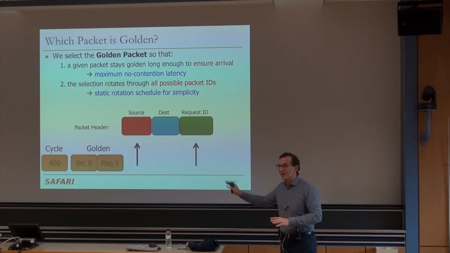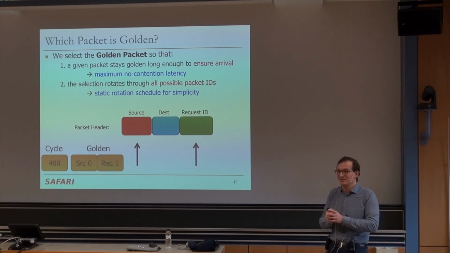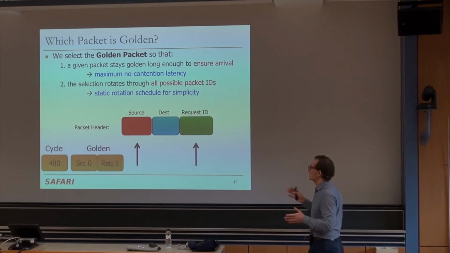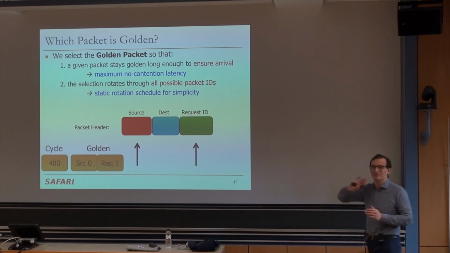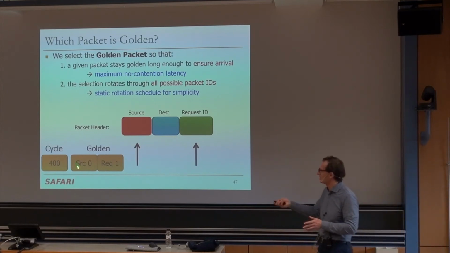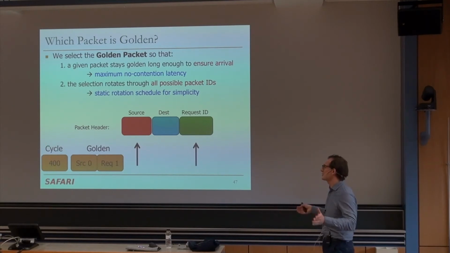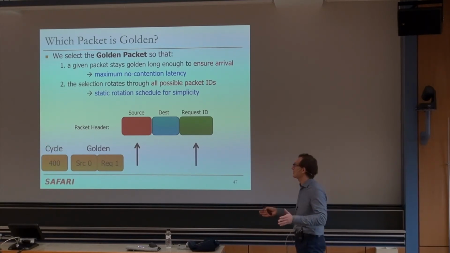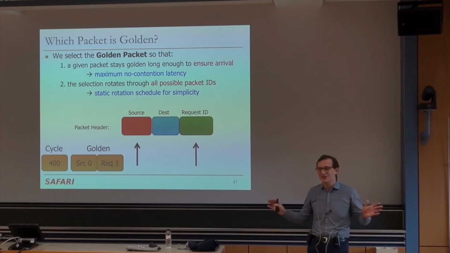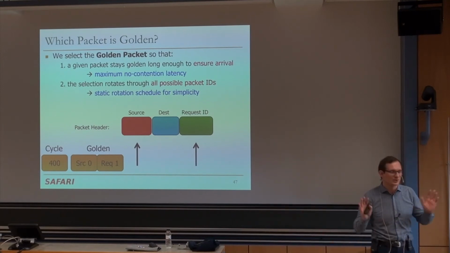But at some point, every slot will eventually become golden. Does that make sense? So if a packet is injected into the golden slot, it'll be delivered, basically. That's the idea. And if it doesn't get delivered, if there's a race condition, say source 0 request 1 gets injected in cycle 450, it has only 50 cycles to be delivered. It'll be golden for only 50 cycles. If it reaches its destination, that's fine. If it doesn't, maybe it will need to wait until its next turn to become golden, right?